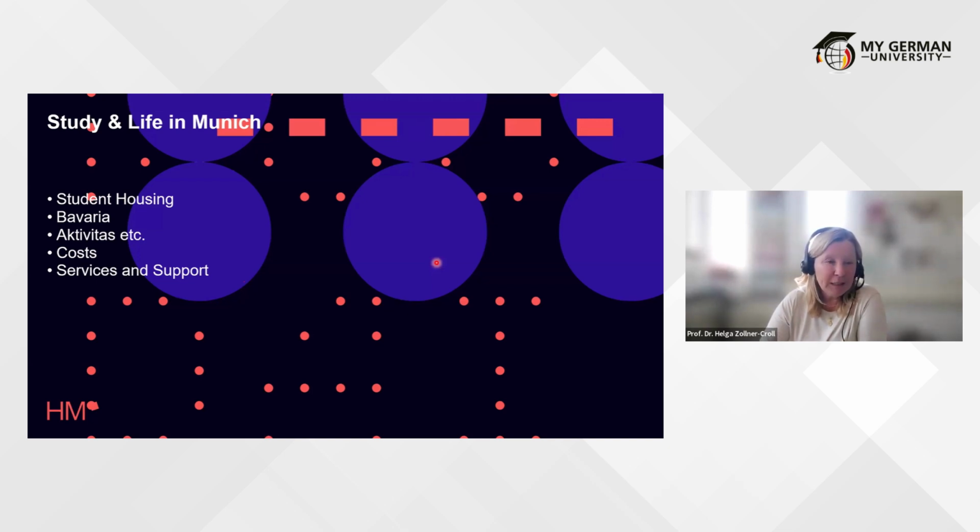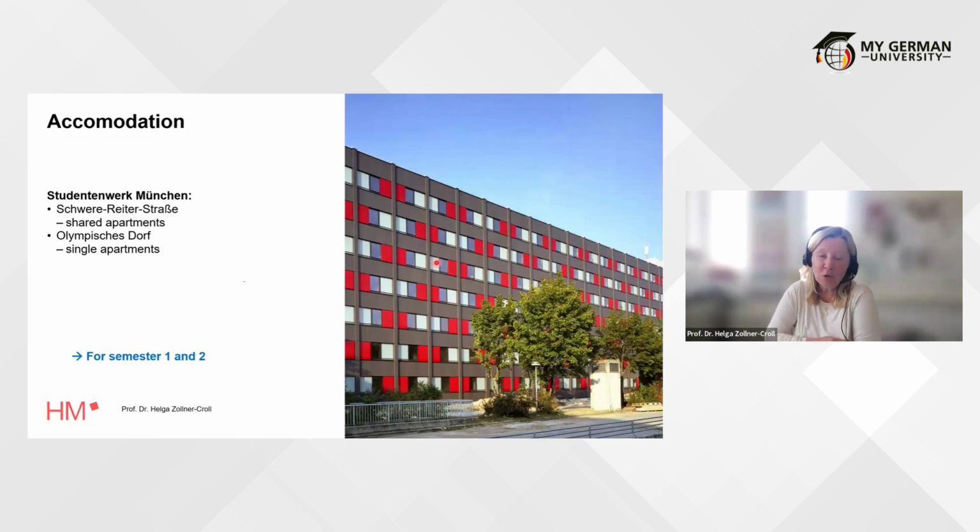Study and life in Munich. We know that Munich is not that easy to find an apartment or a room to live in. Therefore, we have a contract with the Studentenwerk in Munich. They run student housing, and our students will get a room in the student housing for the first year. So semester 1 and 2, they can have a room here in the student housing. And when they are here already, they get to know all the other students, and usually then it's easier to find a room somewhere else.